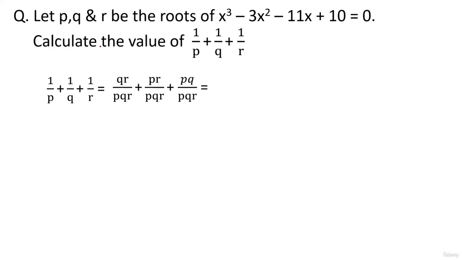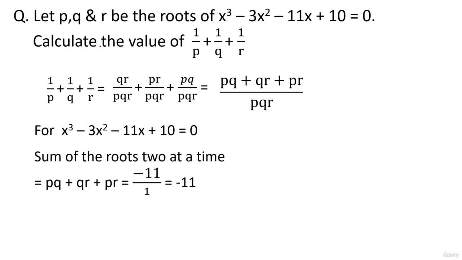Now these three terms have a common denominator, so I write it commonly. pq plus qr plus pr divided by pqr, right? But guys, for this cubic equation, x cube minus 3x square minus 11x plus 10 equal to 0, what does pq plus qr plus pr denote? It denotes the sum of the roots taken two at a time, isn't it? We studied this some time back.